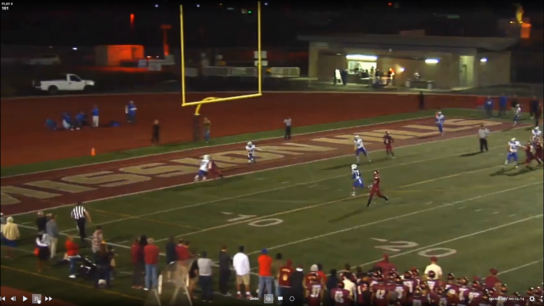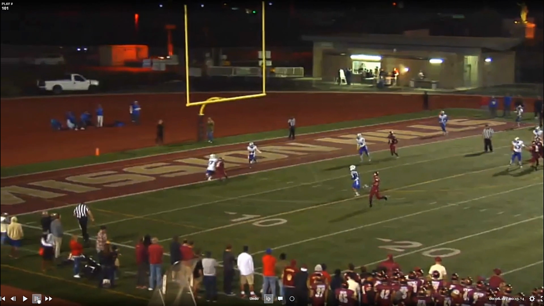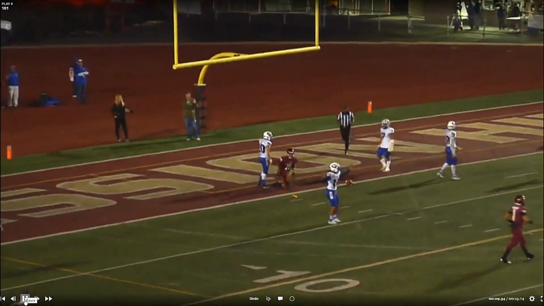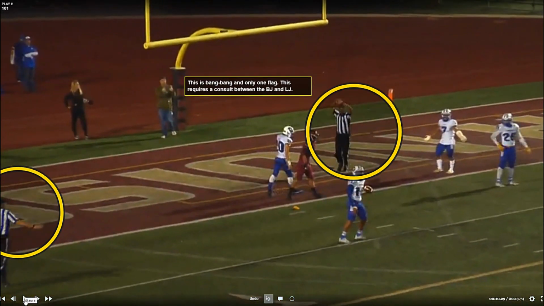He's making contact right before the ball gets there. It is a bang play. I think I'd say I'm okay with this call. I think Steve's point is well taken, though.